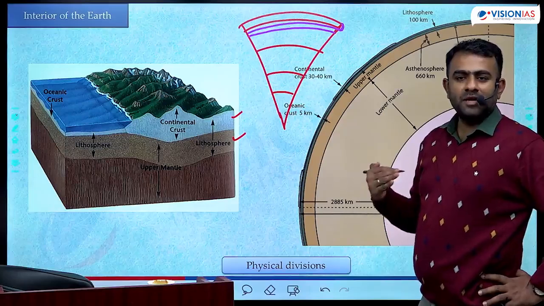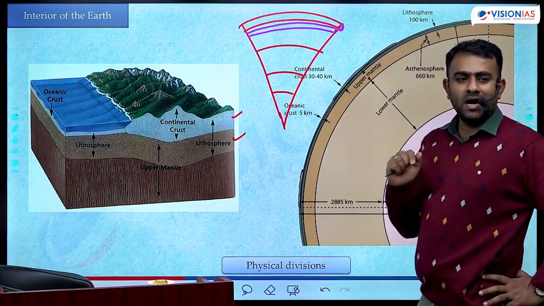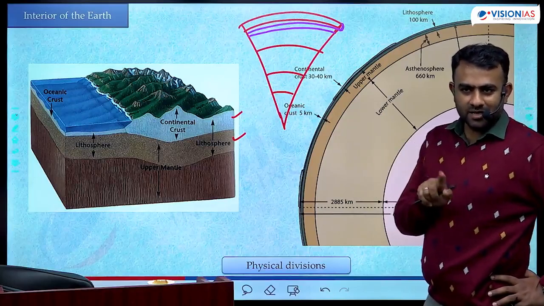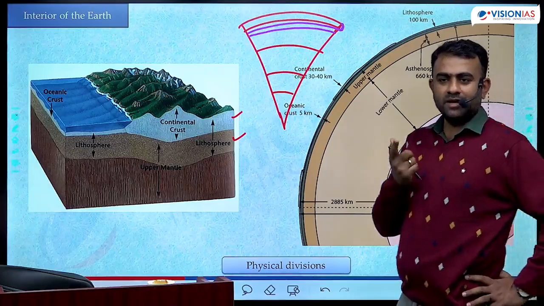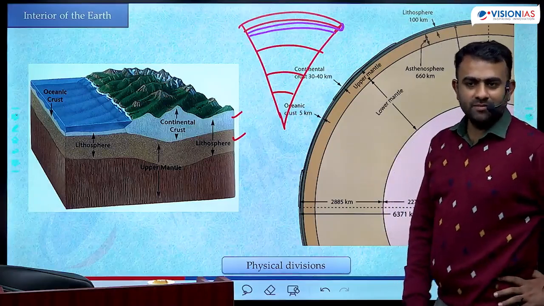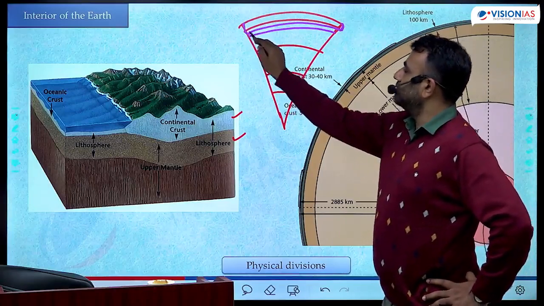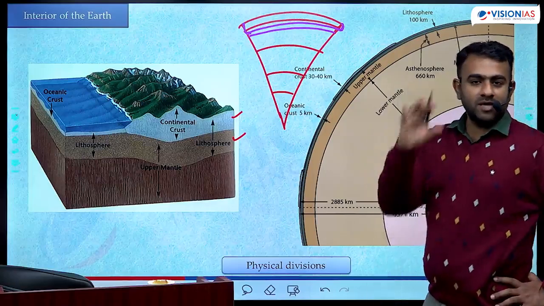Because the upper part of the upper mantle behaves like a crust. It is hard and rigid like crust. Chemically it is made up of mantle material, but physically it is behaving like a crust. That is why it is part of the same layer. Together it is called lithosphere: crust plus upper part of upper mantle.